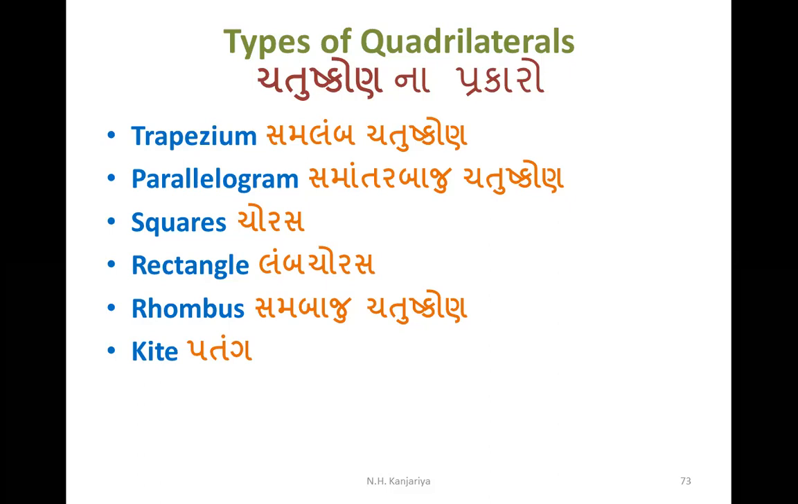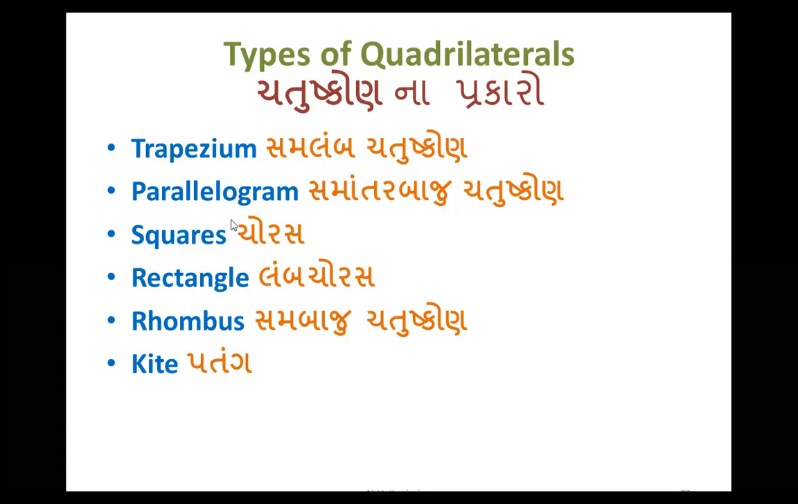અહીંયા આપણે આટલા quadrilateral ની વાત કરવાની છે. Trapezium means સમલંબ ચતુષ્કોણ, parallelogram this is a સમાંતર બાજુ ચતુષ્કોણ, square ચોરસ, rectangle લંબચોરસ, rhombus this is સમબાજુ ચતુષ્કોણ, kite. ખાસ ગુજરાતી સ્ટુડન્ટ માટે વધારે ઈઝી, કારણ કે ઘણા ટ્રાયંગલ ના નામ એના જે નામ છે એના ઉપરથી જ એની ડેફિનેશન છે. So you must remember the definition and their properties.